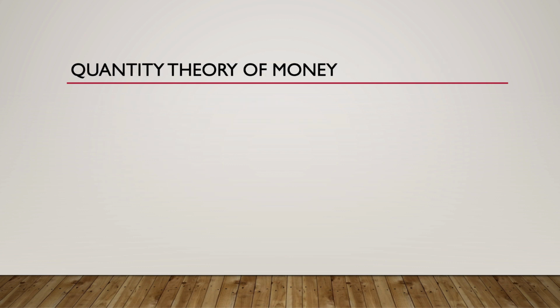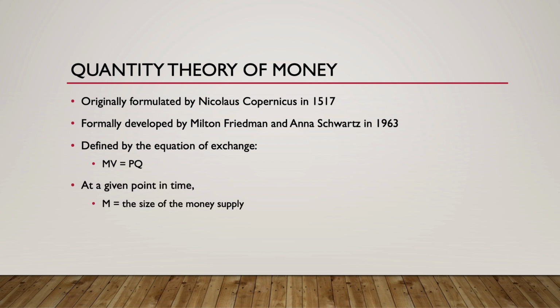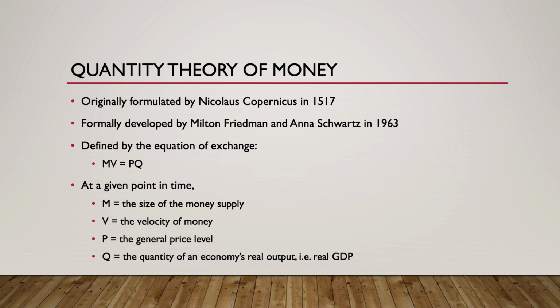A product of the classical theory on long-run supply is the quantity theory of money, originally formulated by the mathematician Nicholas Copernicus in 1517, and later formally developed by economists Milton Friedman and Anna Schwartz in 1963. The quantity theory of money is defined by the equation of exchange, given as M times V equals P times Q. At a given point in time, M is the size of the money supply, V is the velocity of money, P is the general price level, and Q is the quantity of an economy's real output, i.e. real GDP.